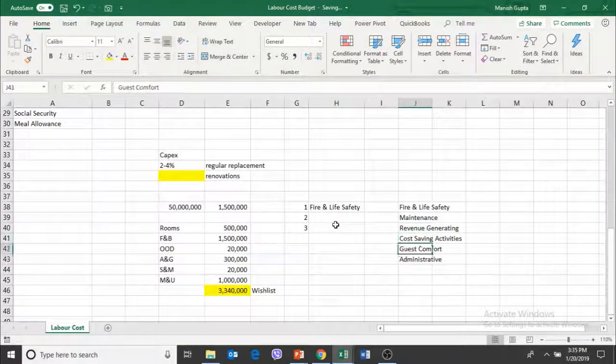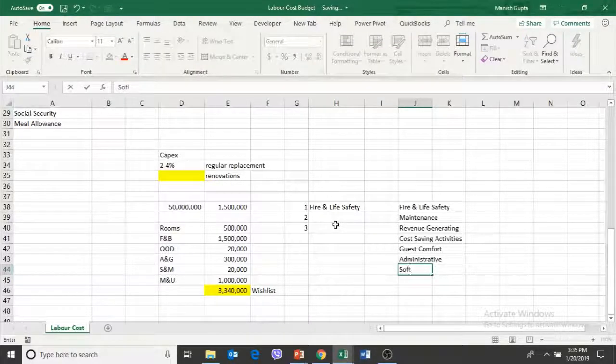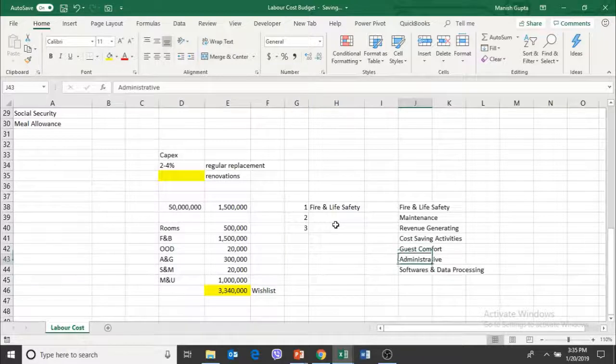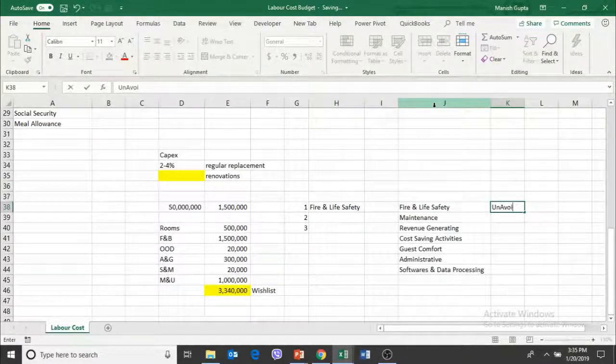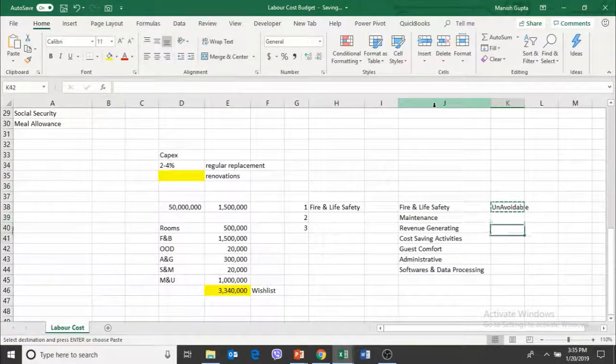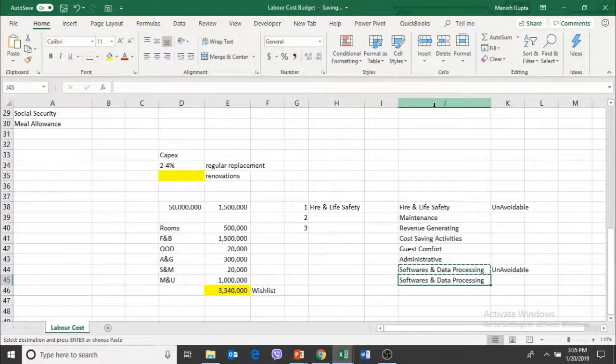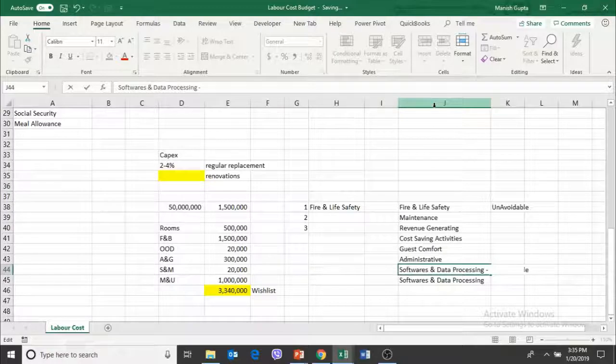Software and data processing, that comes under administrative. But those are also important, right? So we can separate them out, software and data processing, because these ones are also unavoidable. So you can now categorize them into avoidable and non-avoidable. This is unavoidable. This is a must. Correct? Software and data processing you can also separate into two parts. One is expiring, meaning licensed.